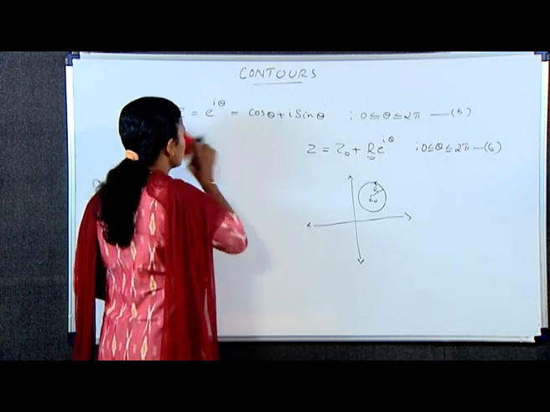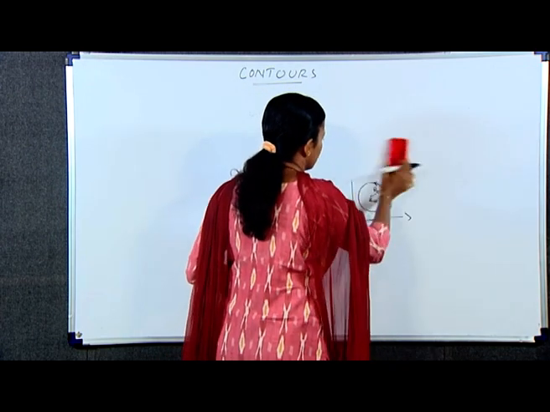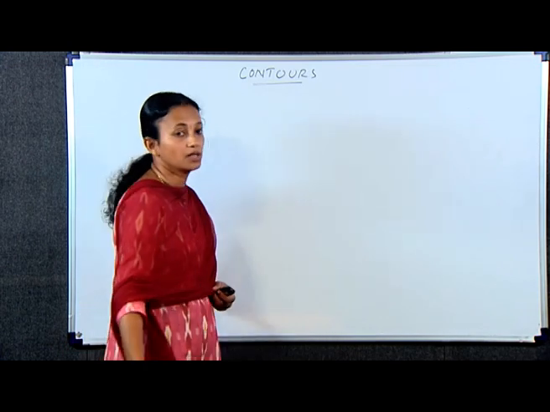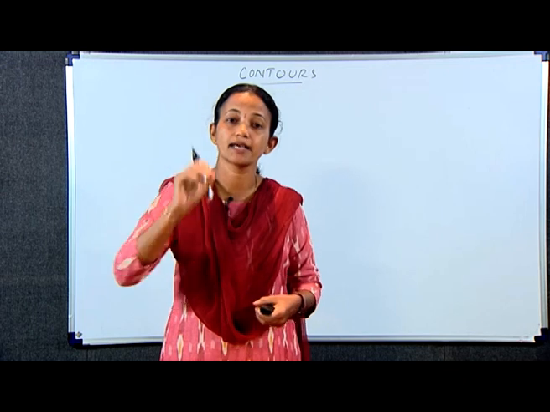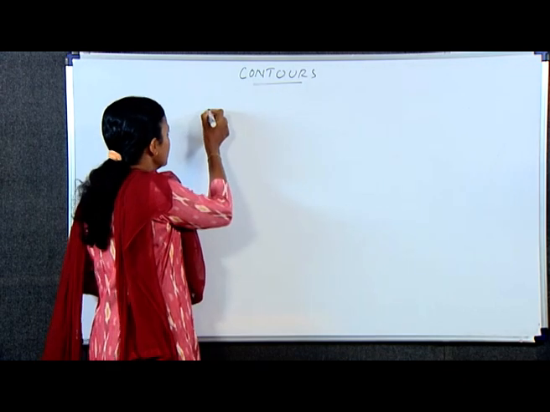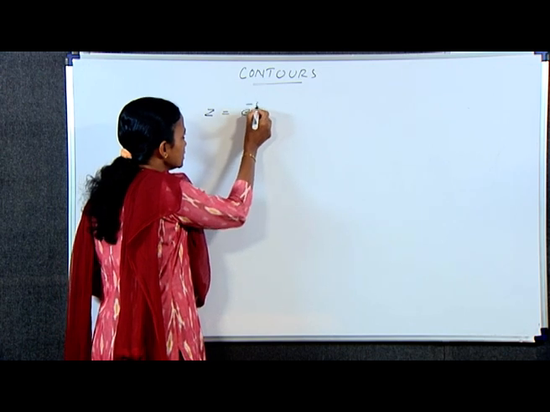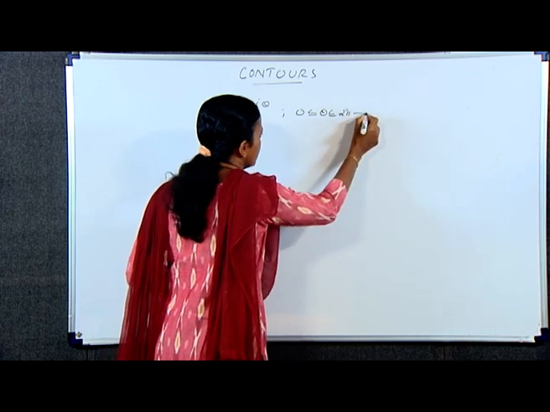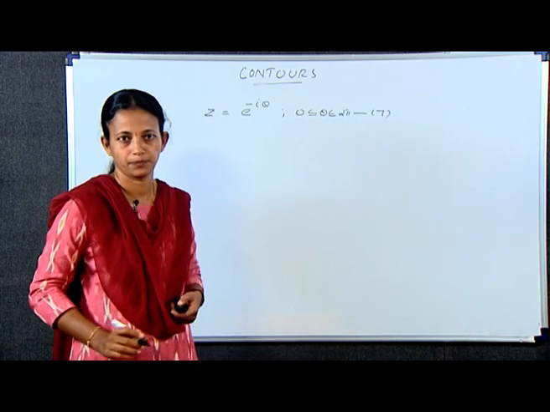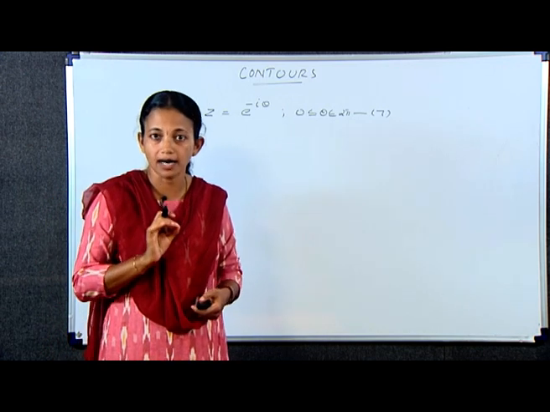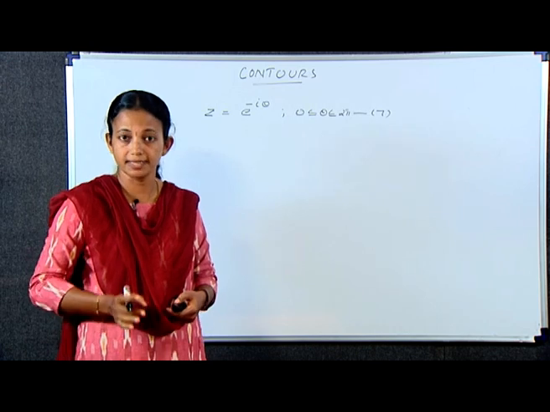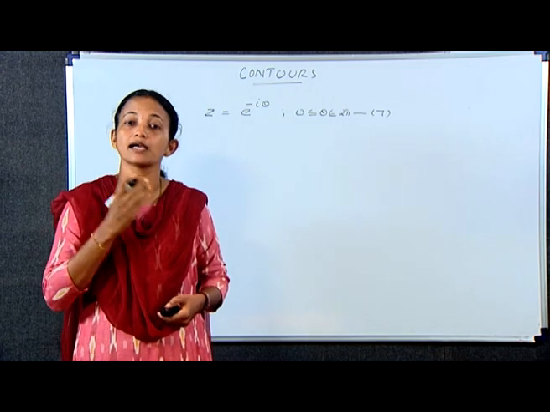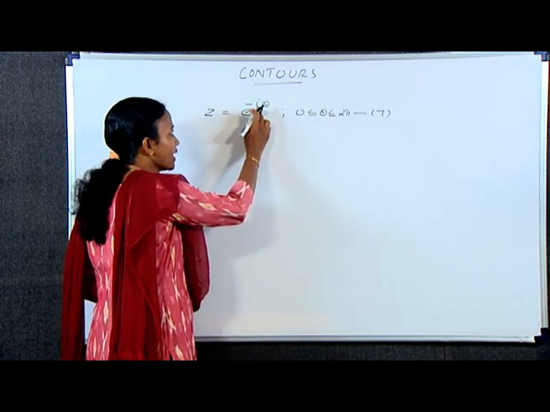Next is z is equal to e raised to minus i theta, 0 less than or equal to theta less than or equal to 2 pi. Next equation is number 7. It is not the same as the arc described by equation number 5. That is, the set of points is the same, but now the circle is traversed in the clockwise direction. Here it is e raised to minus i theta.